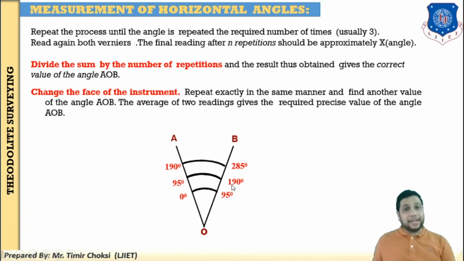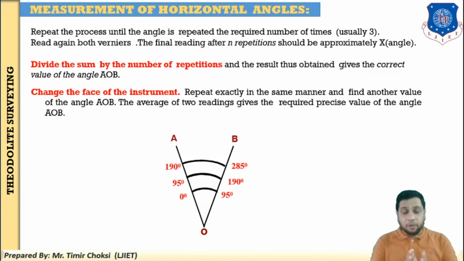So our answer is 95 degrees. So it gives the accurate value of the angle AOB. Similarly, change the face of the instrument, repeat exactly the same procedure in the same manner, and find another value of angle AOB. The average of the two readings gives the required precise value of the angle AOB.